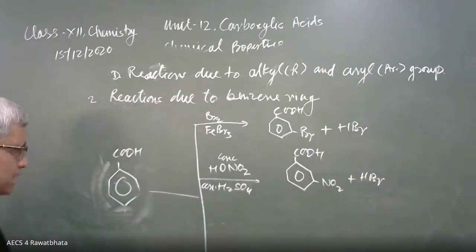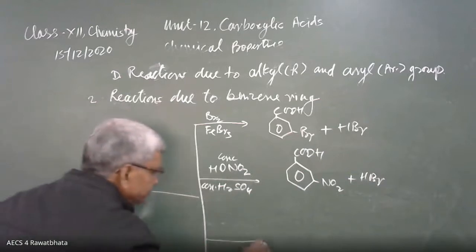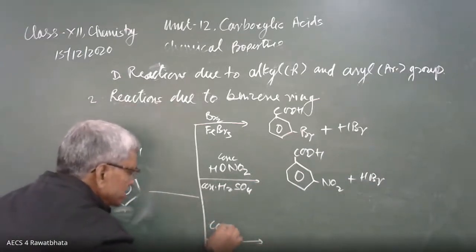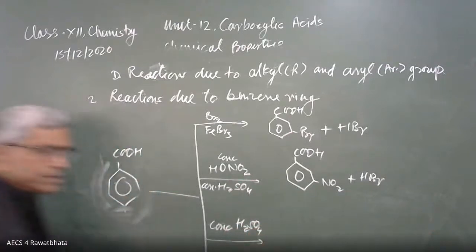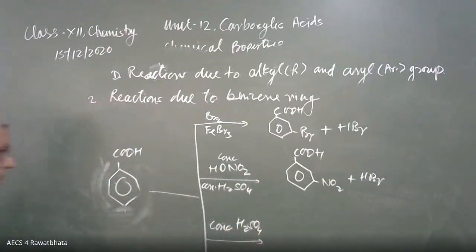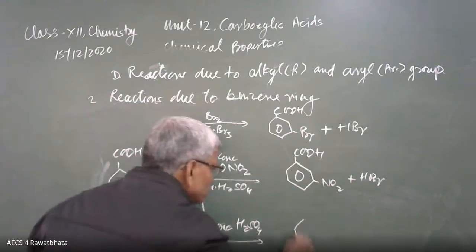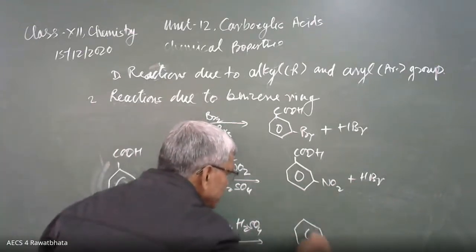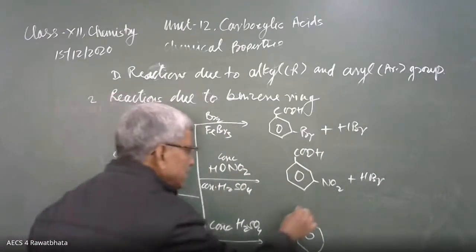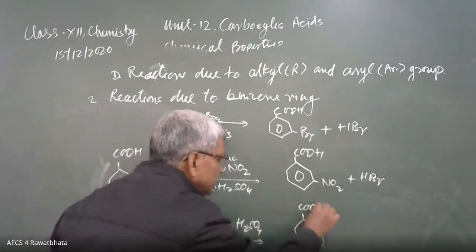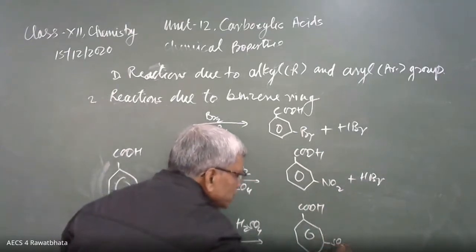Okay, beta? And finally, sulfonation. Sulfonation means concentrated sulfuric acid, concentrated H2SO4. And here SO3H joins through the ring. Are you able to see that? Here is COOH and here is SO3H.